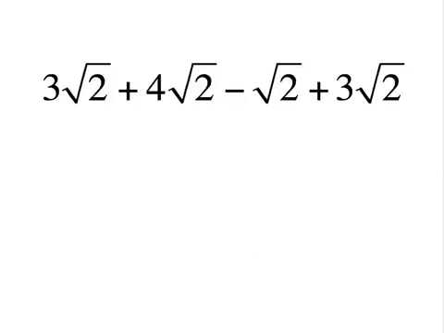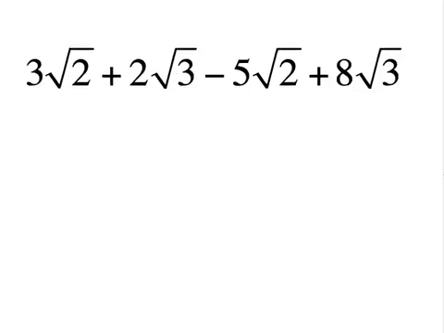Now here's an addition problem, but every one of those terms contains a root 2. It's just as if they're variables. If it was 3n plus 4n minus n plus 3n, we'd get 9n. But in this case, it's 9 root 2.